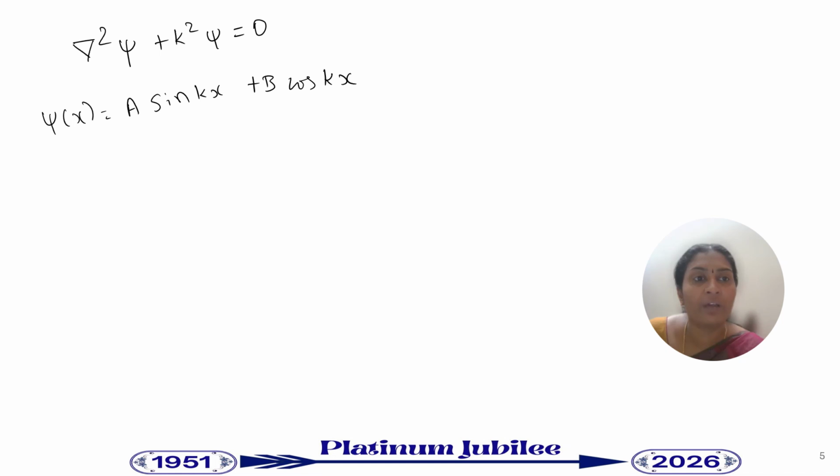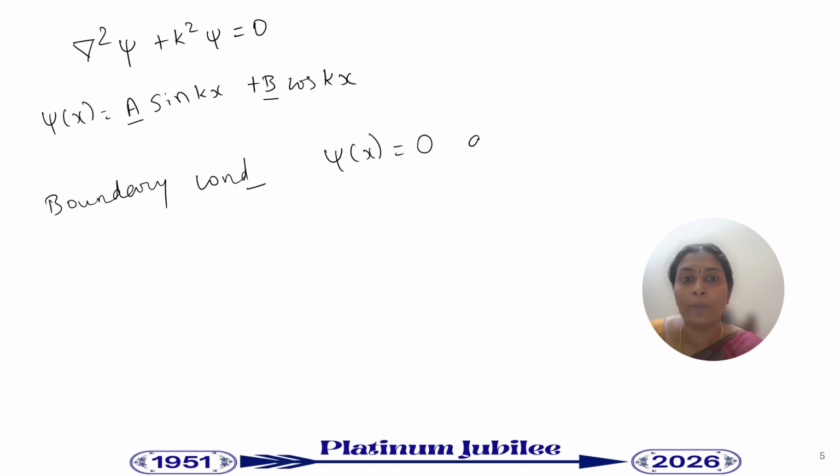In order to find the values of these constants of integration A and B, we are going to use our boundary conditions. We know that the boundary conditions are psi of x equal to 0 at x equal to 0, and again at the boundary x equal to a also psi of x vanishes. So by using these conditions, we are going to calculate these constants of integration A and B. So first let us consider this equation as our first equation.